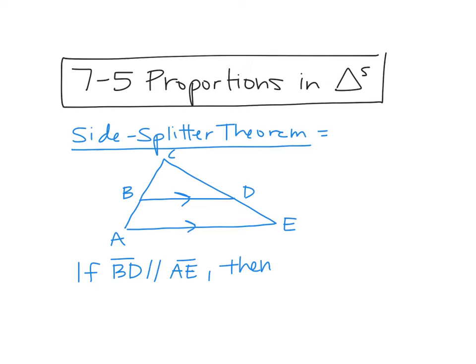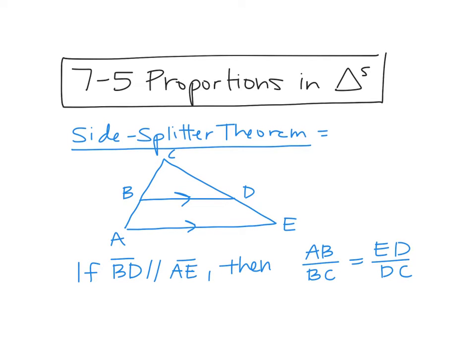So then it would be true that AB over BC would equal, can you guess what the other side then should be? If it's AB over BC, it should be what? ED over DC. ED over DC.